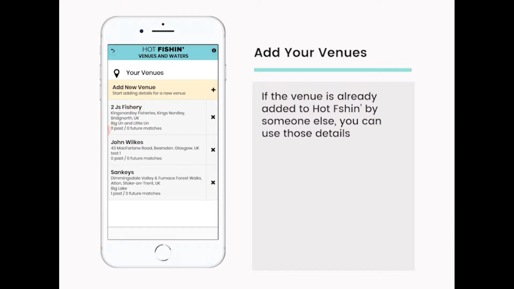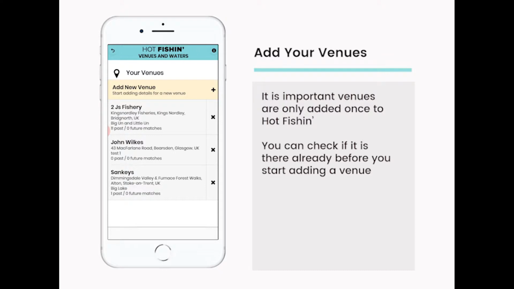A great time-saving feature in Hot Fishing is that if another club or fishery has already added a venue you plan to have a match, you can simply use those details. Conversely, when you add the details of any venue, they'll also be available to everybody else. One of the major purposes of the app is to save time for the match organiser, and once set up, this feature is going to really help and save you so much time moving forward.